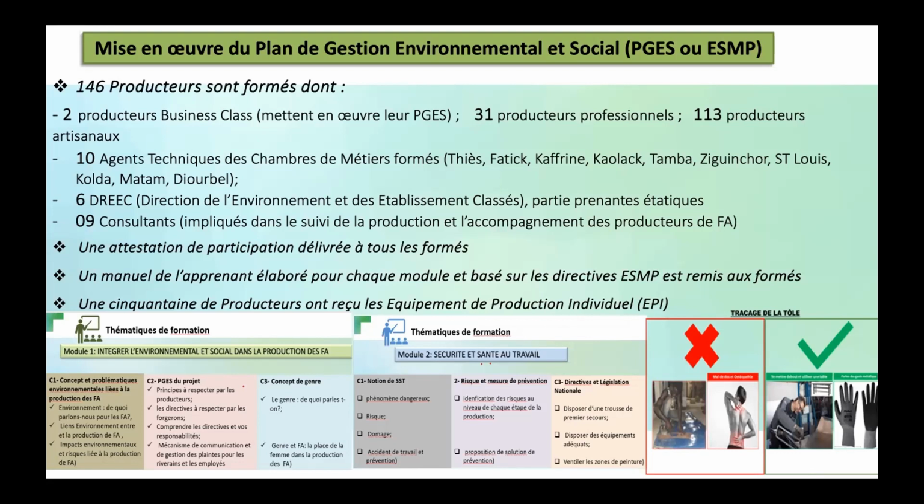There is a directorate of environment which manages everything that has to do with environment and social. We have an environmental management plan which accompanies and supports producers in the implementation of the management plan. According to that, they all received a certificate. And I think it's important to leave documents which are accessible to our producers, because most of them are illiterate and they don't have the capacity to read in national languages. So more than 50 producers received what we call individual production equipment.